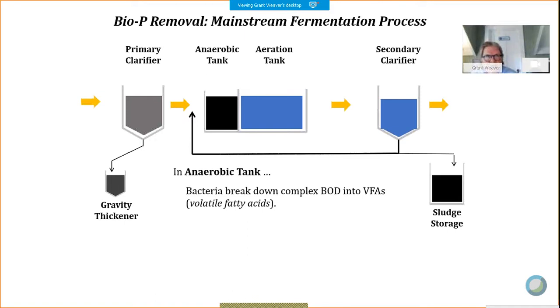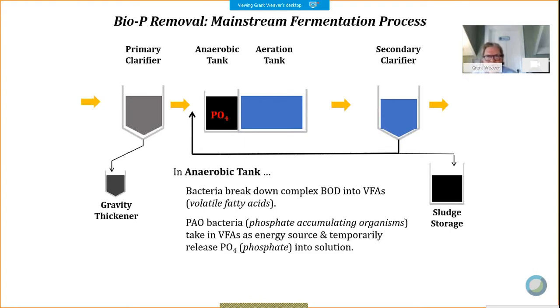Once they're supplied with the volatile fatty acids they want, then the population of phosphorus removing bacteria will grow and develop. They'll chow down on the volatile fatty acids. As they do, they release soluble phosphorus, phosphate, orthophosphate, which is the PO4, in the solution. This phosphorus then, along with the bacteria, moves into the aeration tank.